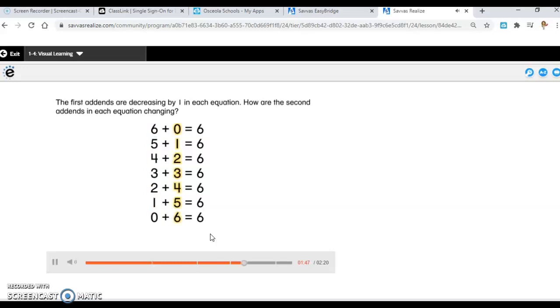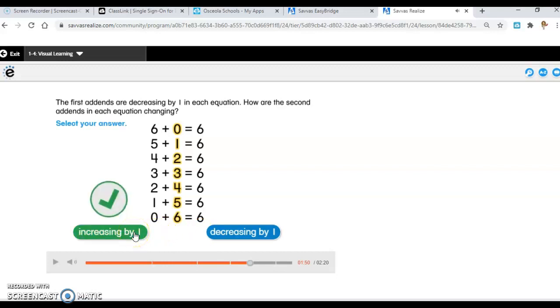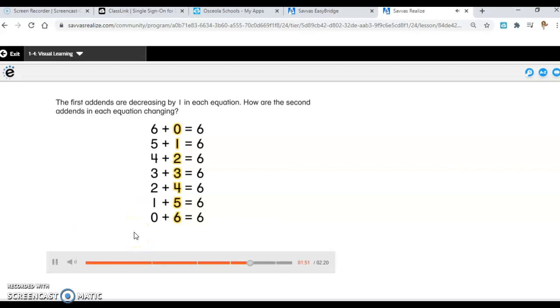How are the second addends in each equation changing? Select your answer. The second addends are increasing by 1 in each equation. If you decrease one addend by 1 and increase the other addend by 1, the sum remains the same.